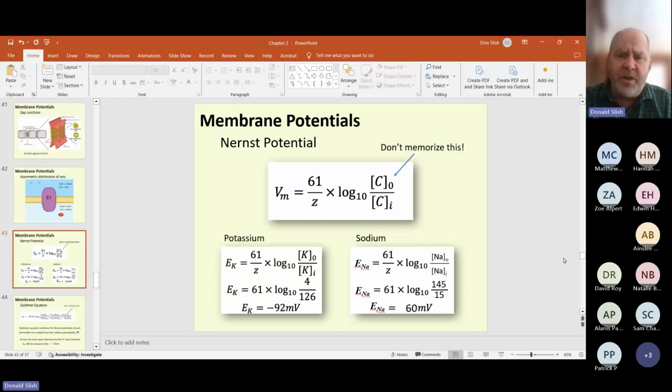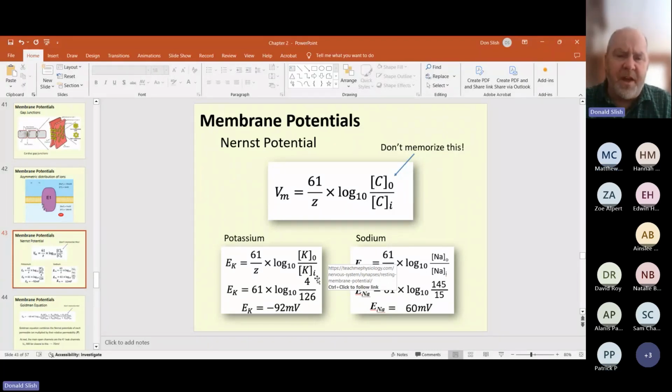So how do we calculate this? Now, don't ever worry about memorizing an equation. I'm not going to ask you to do math in this class, but you want to be able to look at this and know what it's saying. Basically, what it's saying is for potassium over here. Can you see my cursor? Anybody? Yes.